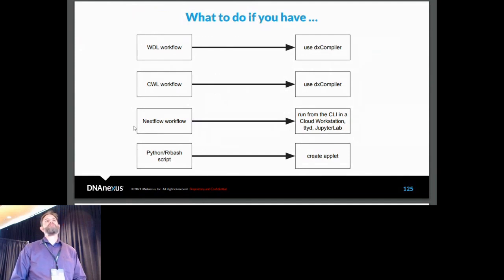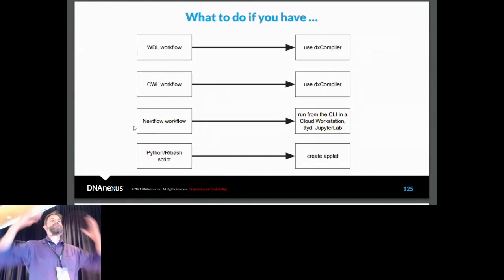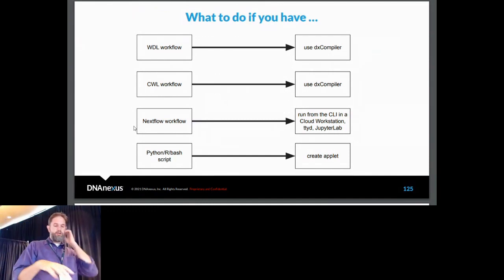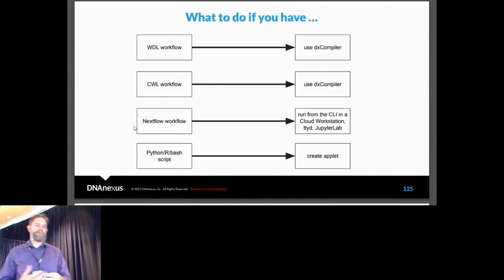But if I want to use something like scatter gather, right? WDL is amazing because I can take a WDL workflow, and I'll show you an example of this. I can take scatter gather or CWL. We talked about Nextflow at length. We're going to talk about Nextflow all the time.